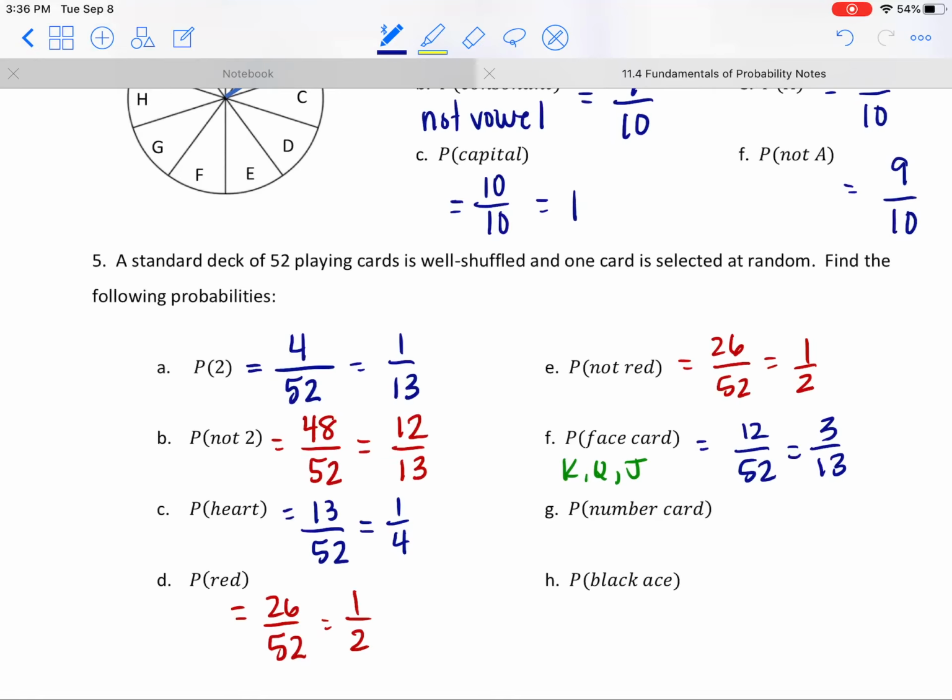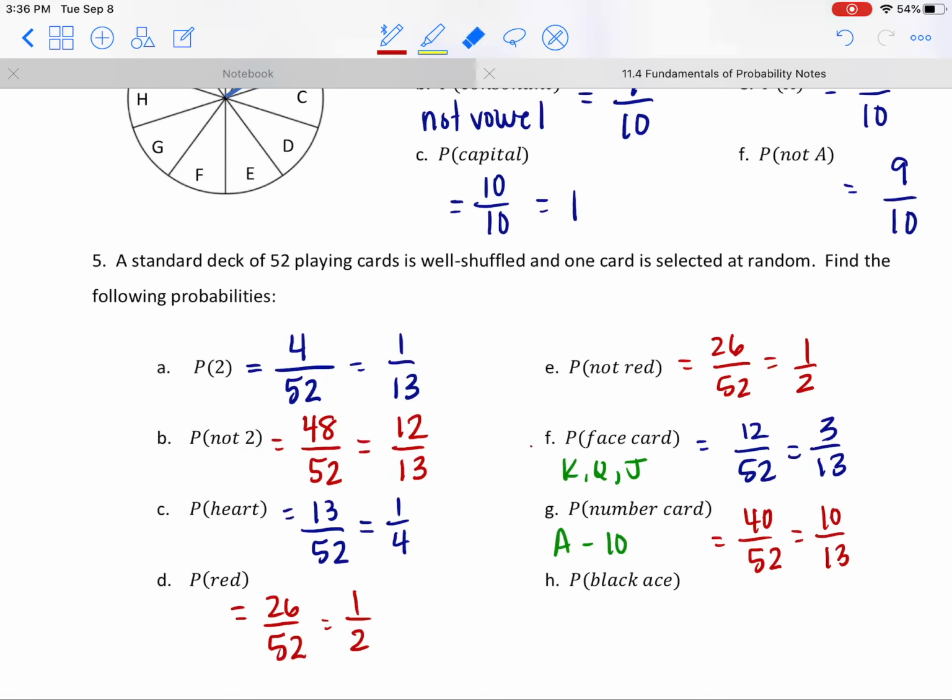Number cards, this would be not the king, the queen, or the jack. So the ace, which is considered the 1, 2, 3, 4, 5, 6, 7, 8, 9, 10. The number cards are the ace through the 10. The ace, again, is considered the 1. So this would be 40 out of 52. And that's going to reduce to 10 out of 13. Right? Because these two are corresponding here. You have face cards and you have number cards. That's all you have. So if 12 of them are face cards, the other 40 are not. They're number cards. If 3 out of 13 are face cards, the other 10 out of 13 are not. They are the number cards.